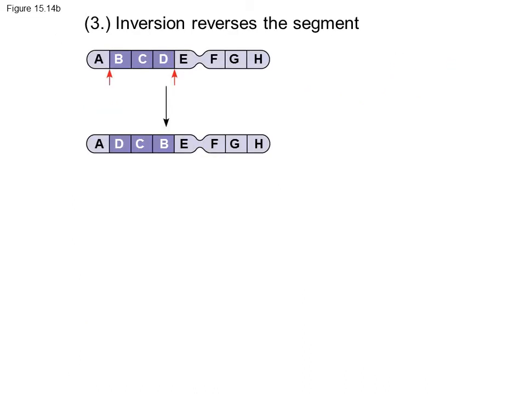The next one we'll look at is inversion. This is when the arrangement of genes will be reversed. So instead of having gene B, C, D, you're going to have D, C, B.